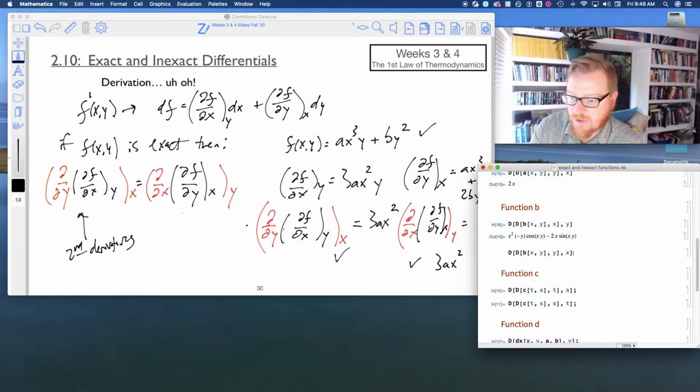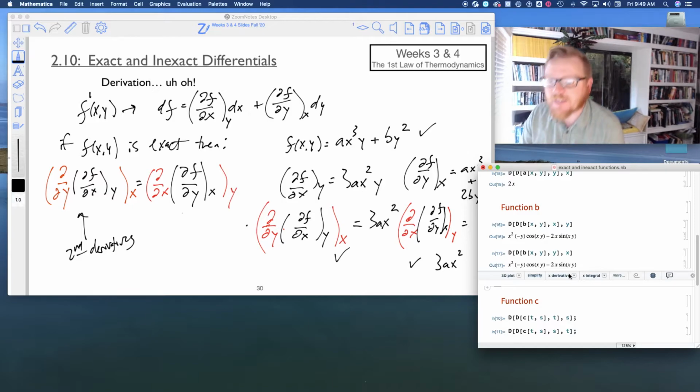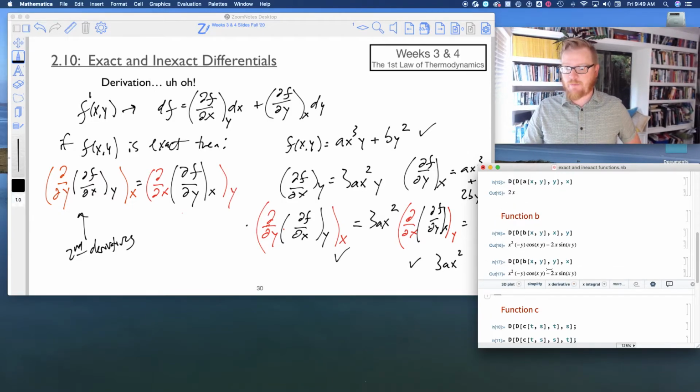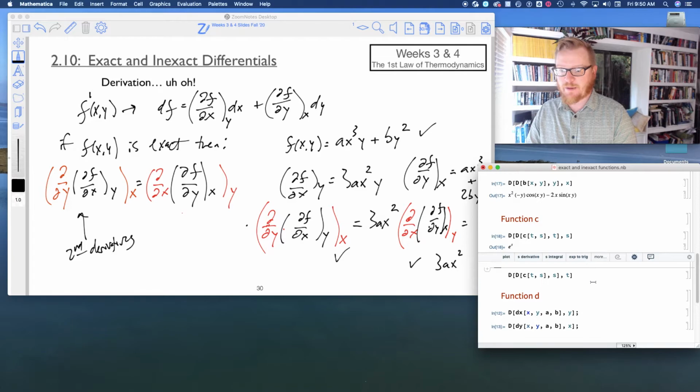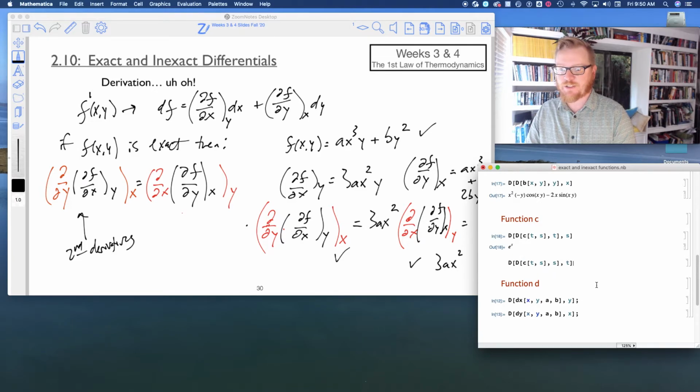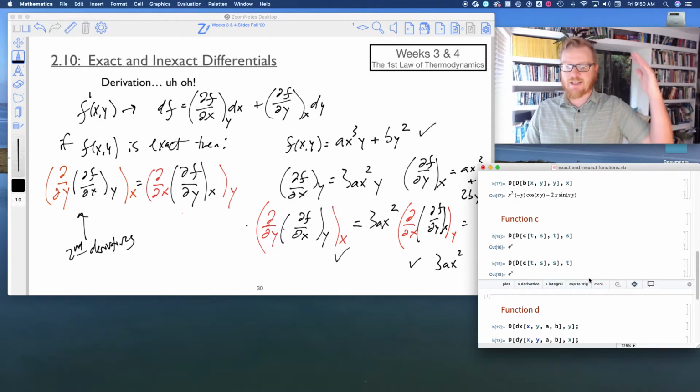Okay, some crazy cosines and sines and x squareds and y squareds, but look at that. They're the same. It has an exact differential expression. Okay, perfect. So what about function c? Let's get rid of those results. Okay, so that becomes e to the s for function c and e to the s, so it's good to go.